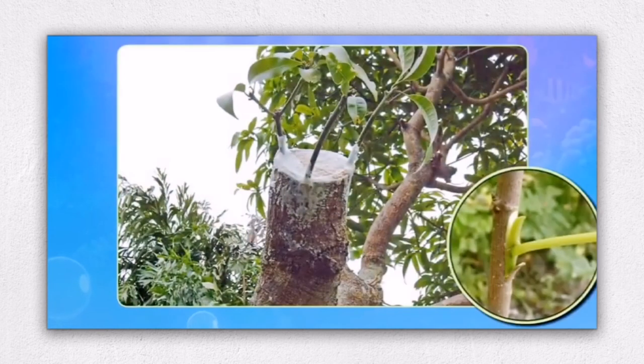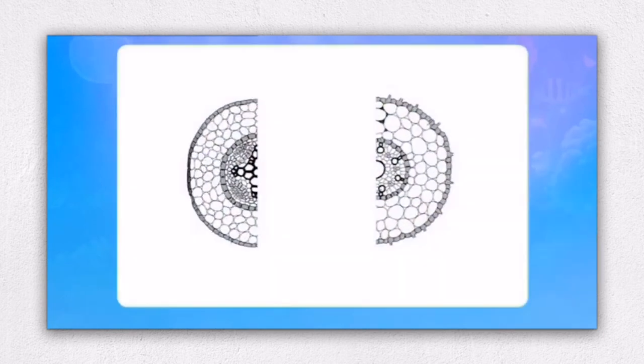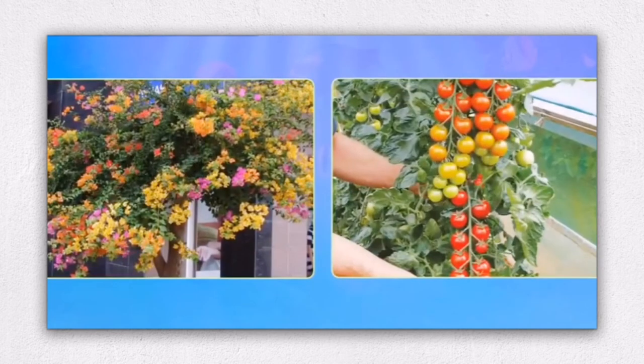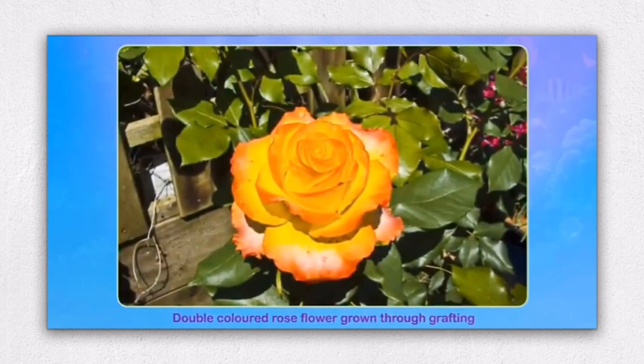In grafting, the shoot, bud, or twig of a desired plant is placed on the stem of another plant. This way, their tissues join together. Grafting combines the qualities of flowering or fruiting of one plant with the other. Rose plants that produce double-colored flowers, such as yellow and orange roses, are usually grown through grafting.